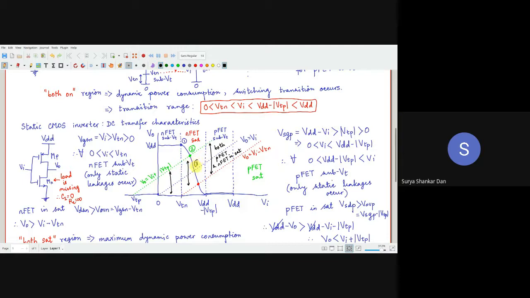Point number 3. What do we call this? When VI equals VO. Exactly the middle of this region. Switching threshold. Excellent. People call it inverter midpoint, inverter threshold, switching threshold, whatever. This is number 3. Why is this important? We will look into it later. That is also very, very important because the switching threshold will determine the symmetry of that inverter.